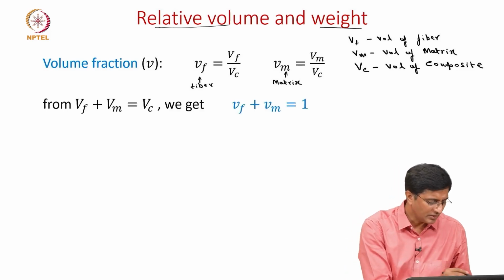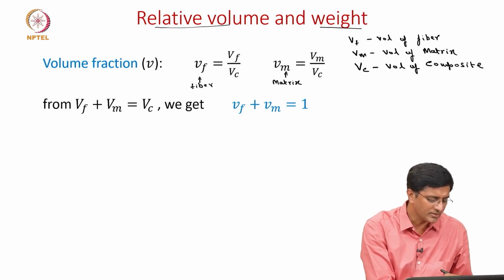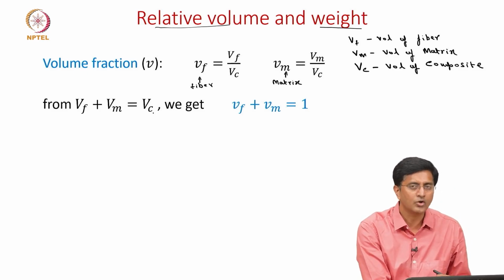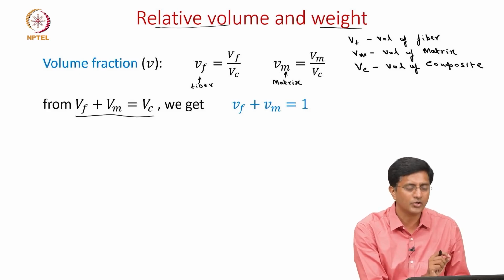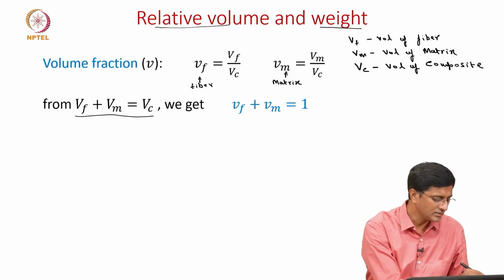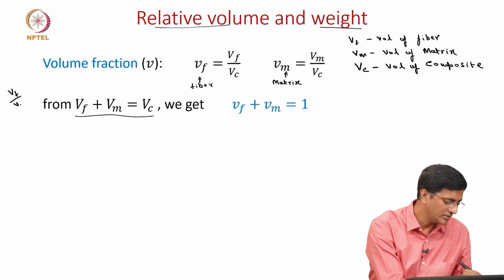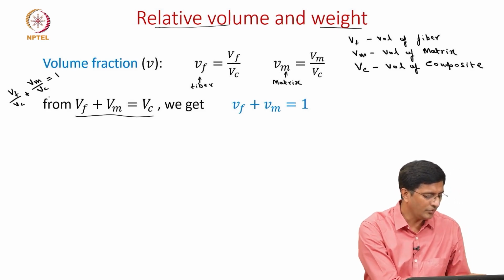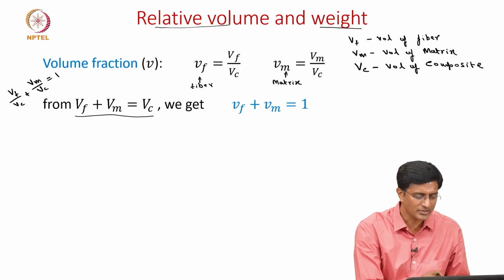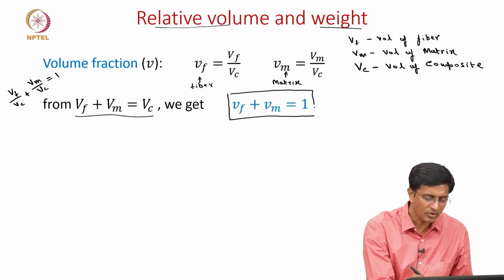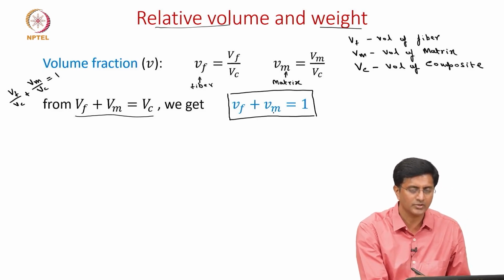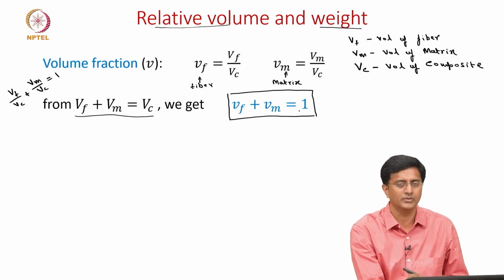From this understanding, we can also say the volume of the fibers plus the volume of the matrix gives you the total volume of the composite. And if we take this expression and divide it by the volume of the composite on both sides, what we get is something like this: Vf/Vc + Vm/Vc = 1. And if we replace these ratios with the volume fractions, now what we get is a relation between the volume fraction of the fibers plus the volume fraction of the matrix material, which goes to 1.